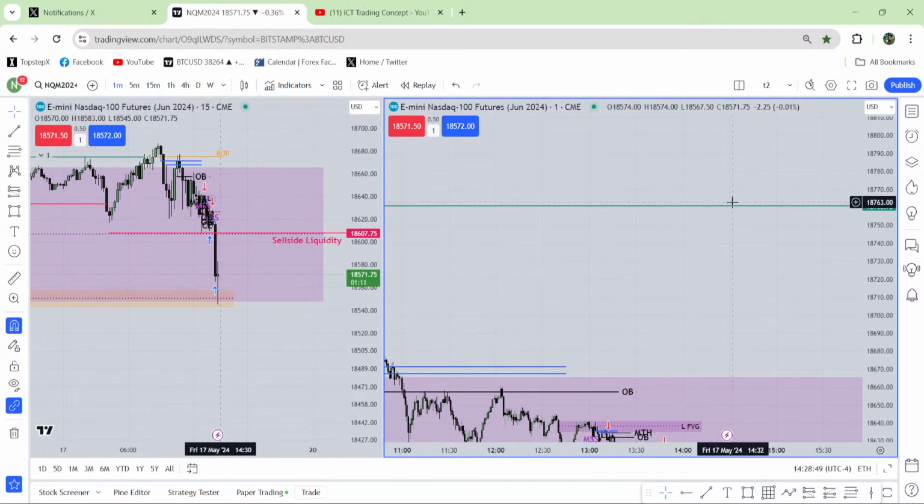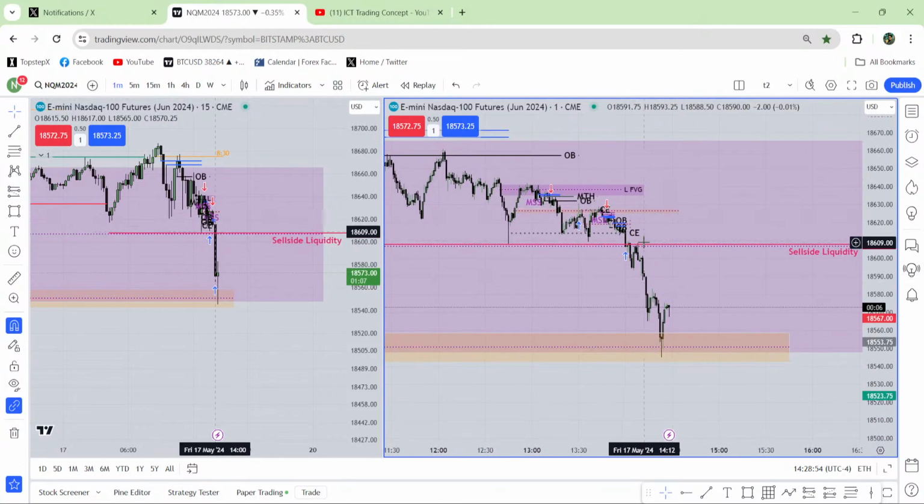Now you have this buy side liquidity. You don't need to hold your trade until that area. Maybe you can hold it until the last fair value gap or the relatively equal highs from 1 minute. That's all.